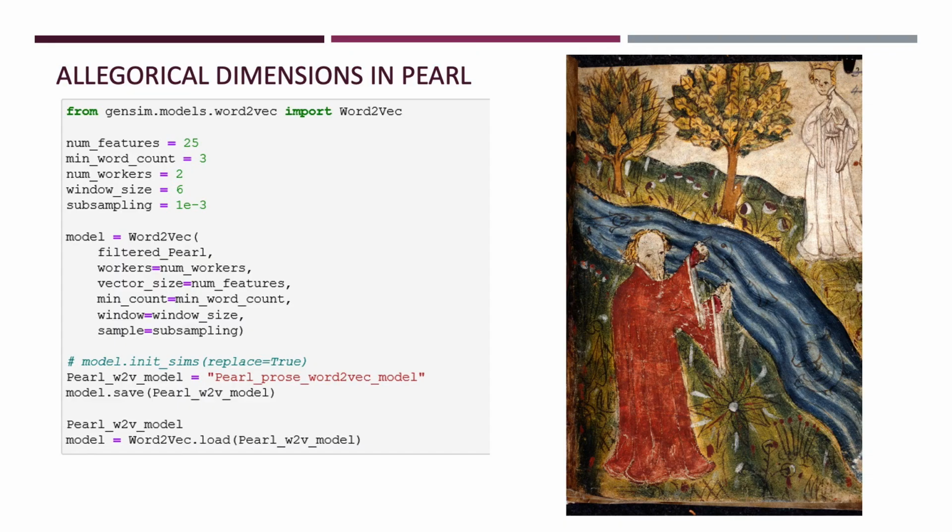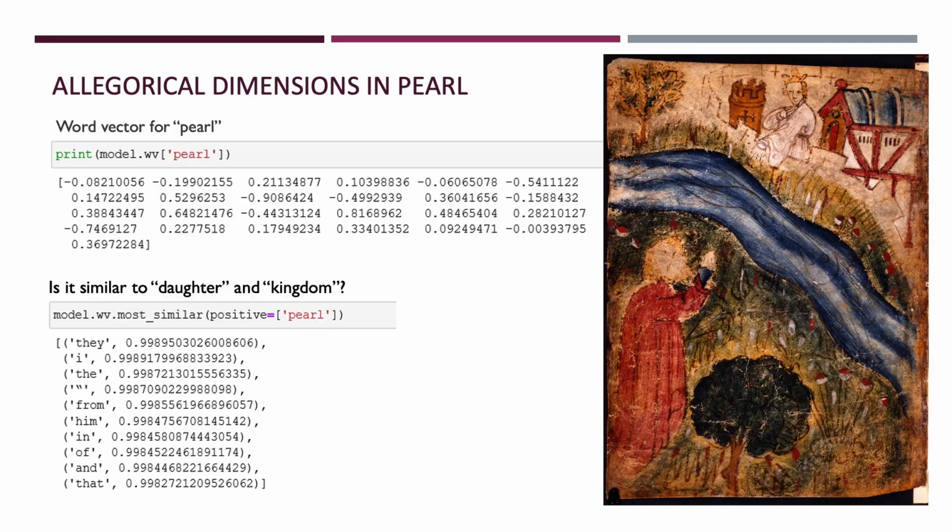Here we can see the word2vec model that I generated for Pearl, and here's the actual word vector for Pearl. It's a 25 by 1 vector. But unfortunately, my corpus was simply too small to produce anything meaningful. The Pearl poem is only 1,212 lines long, so it's hardly enough to train on. The most similar words to Pearl were probably just the most used words: they, I, thee, etc. Even if it were longer, I'm not sure it would have picked up on its allegorical dimensions and linked Pearl to daughter and heaven, or maybe also linked stream to desire and Christ.